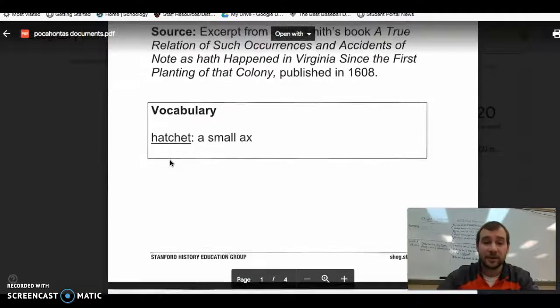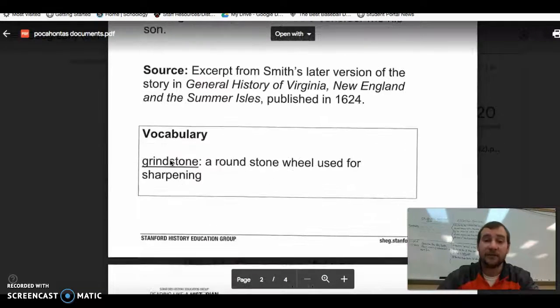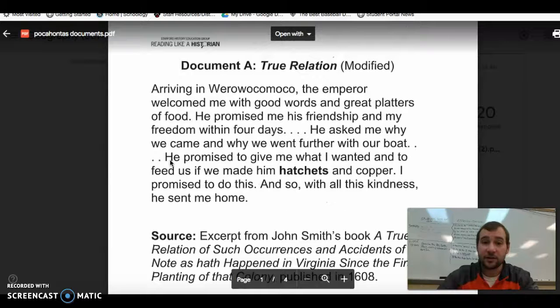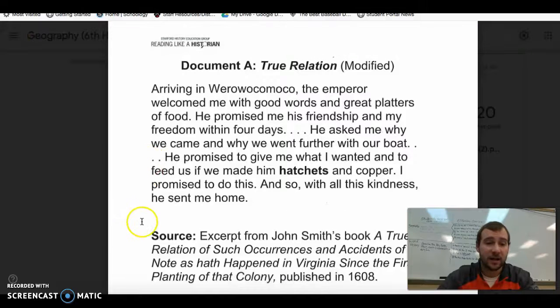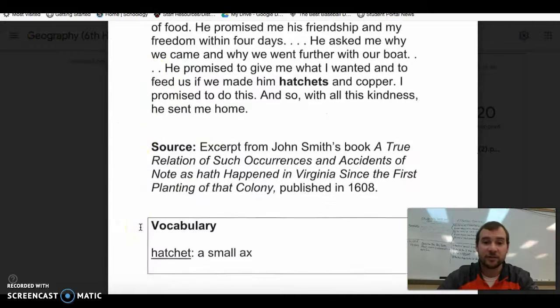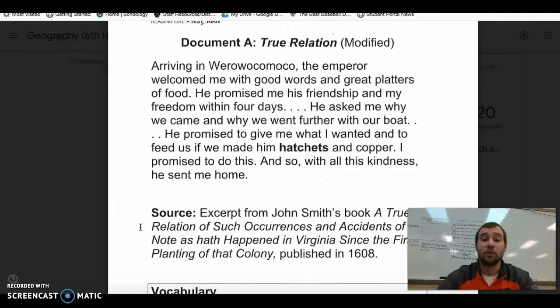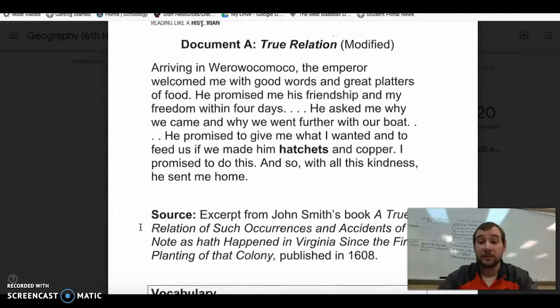There's two documents. They're all talking about the events of Pocahontas saving John Smith, and these are real documents from real things. So we're going to get two different stories, and we have to figure out which one's correct, or which one we believe is correct.